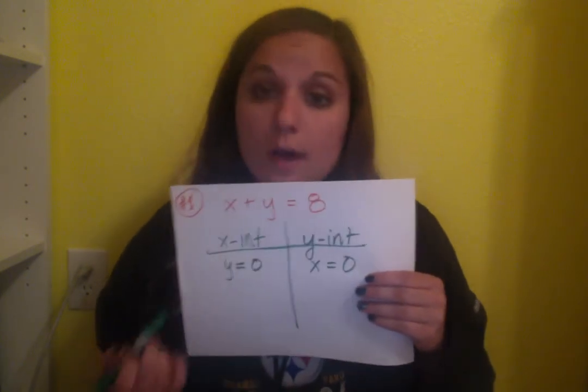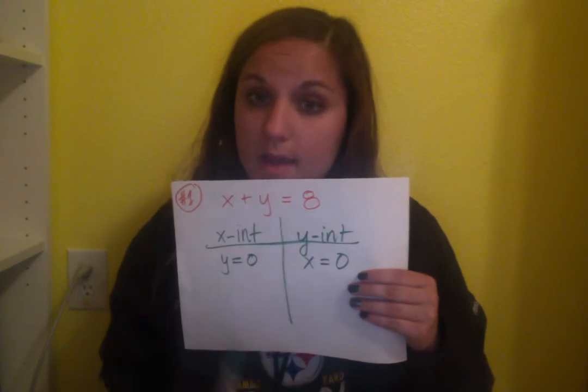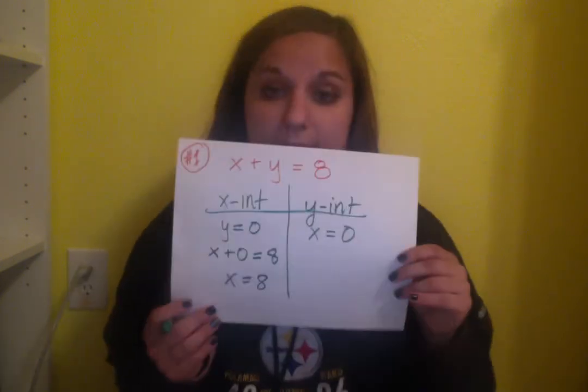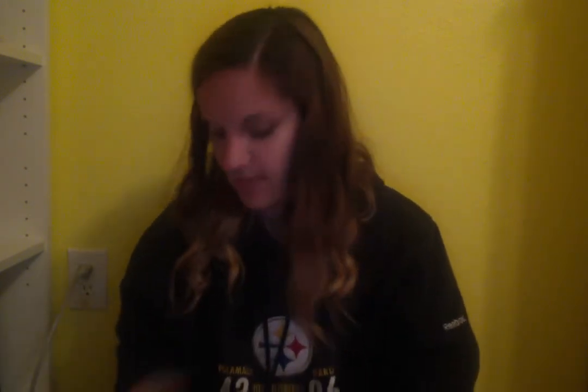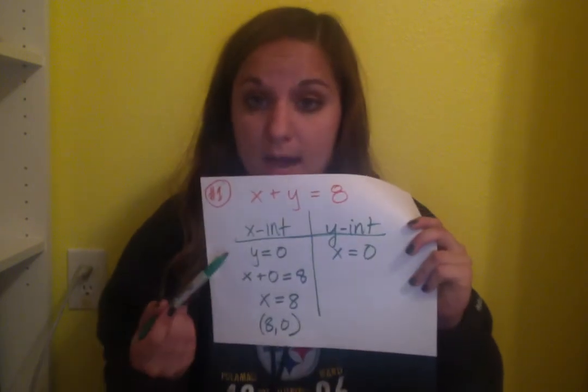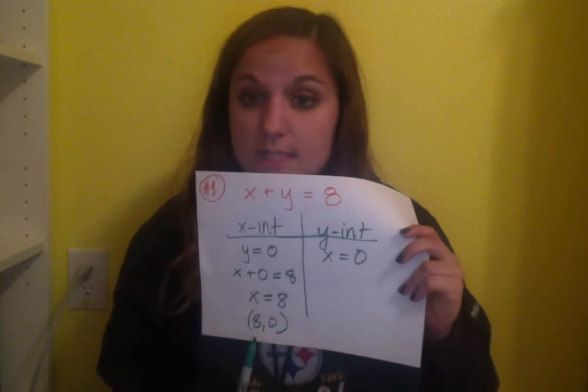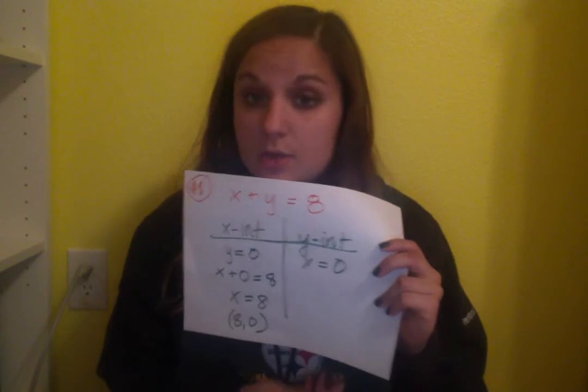To solve, just plug in 0 for y and find out what your x is. So if I plug in 0 for y, I'm going to have x plus 0 equals 8. It'll look like this. Anything plus 0 is itself, so my x-intercept happens at 8. To write my final answer, I would write (8, 0), because I know y is 0, that's where that 0 comes from, and that x is 8, that's what you just solved for. So it's (8, 0).